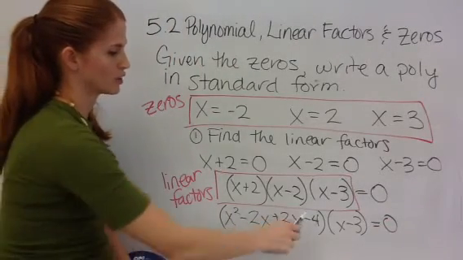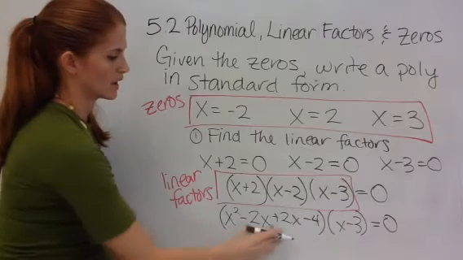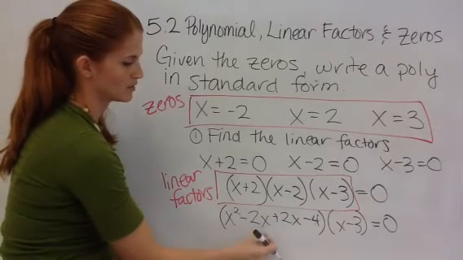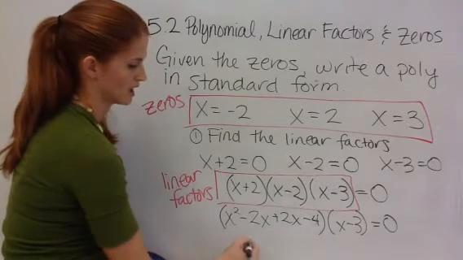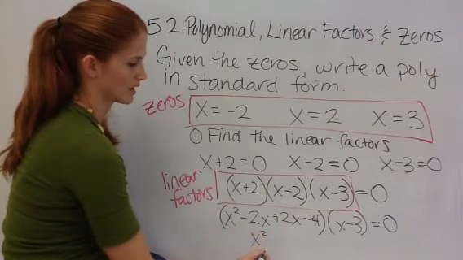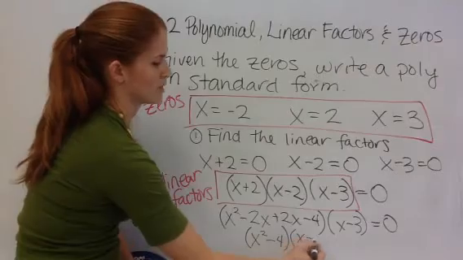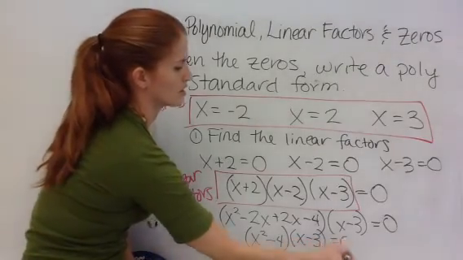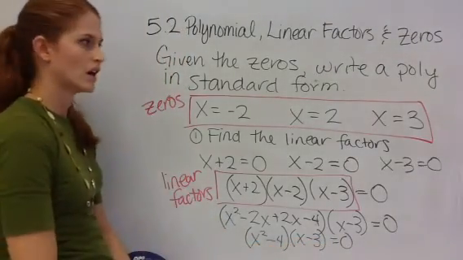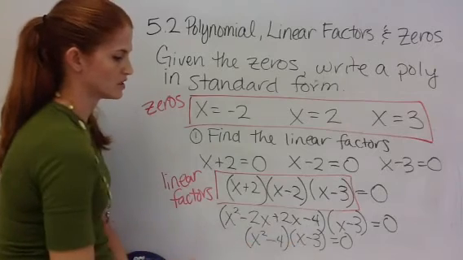So once I have the first two multiplied together, I want to combine my like terms. So a -2x and a positive 2x give me 0. So I have x squared minus 4 times x minus 3. All this still equals 0. I want to go ahead and FOIL these two together.